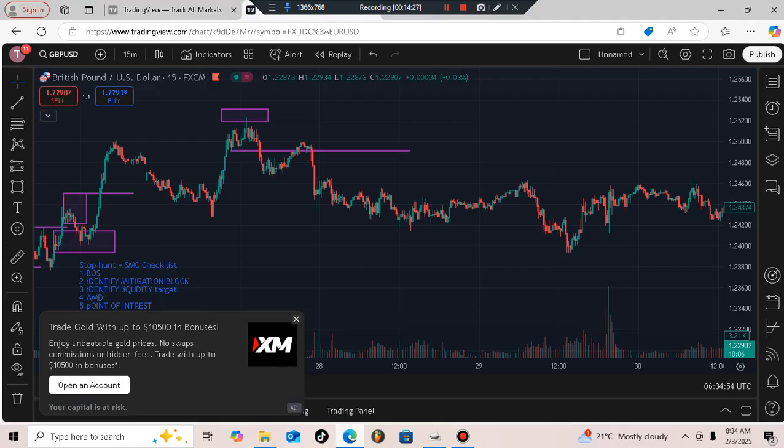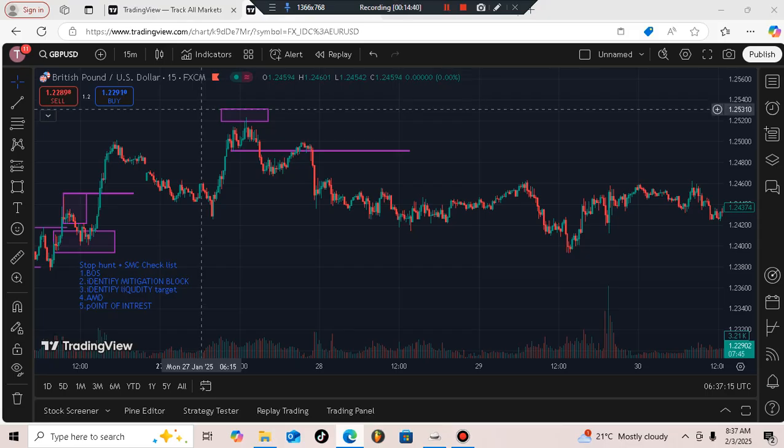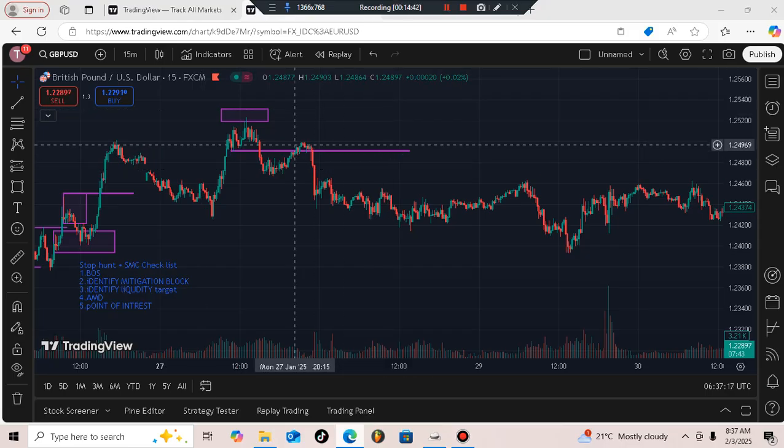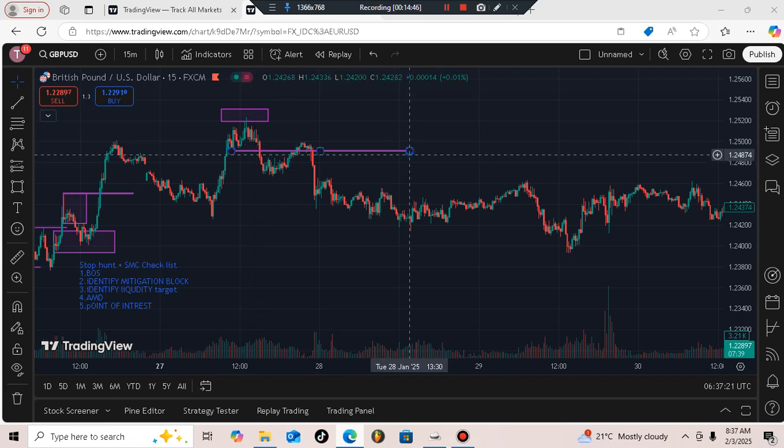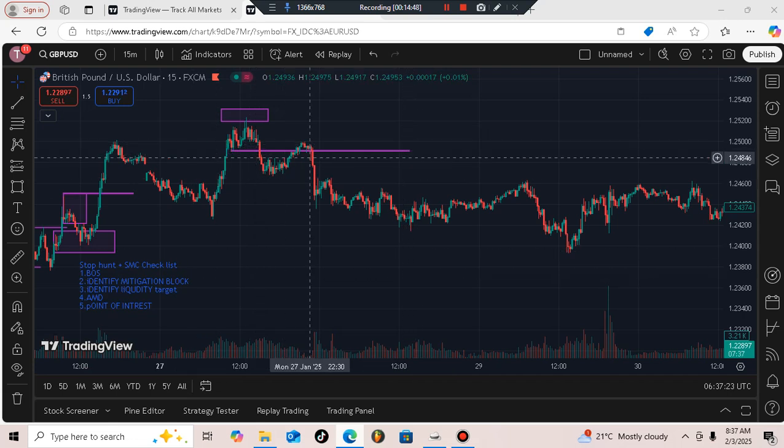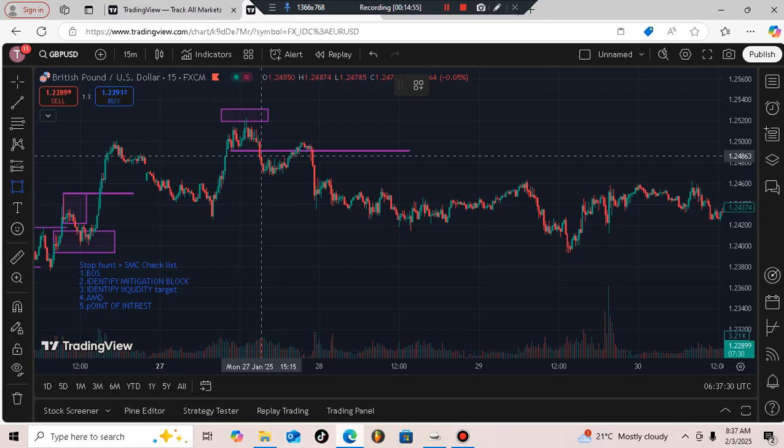let me just fix it there. But yeah, liquidity target wise, oh yeah, as you can see, market has entered into that area, obviously making that our mitigation block. Then obviously after we look for liquidity targets, which our first liquidity target of course will be right there on our accumulation.